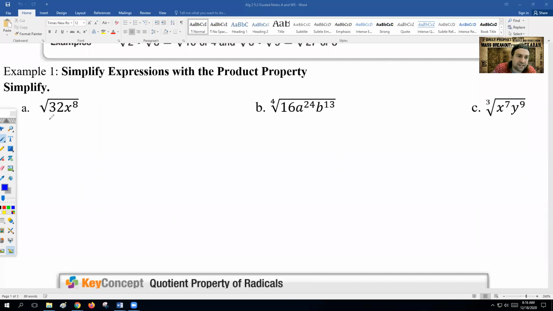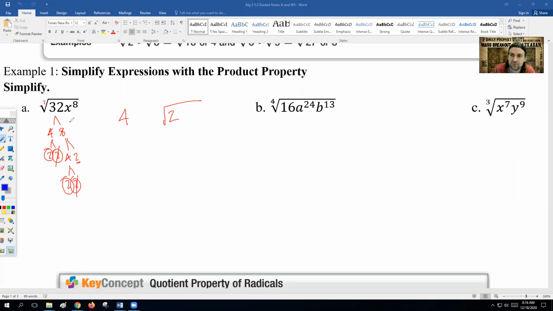So if we have the square root of 32x to the 8th, let's break 32 down to what, like 4 times 8, 2 and 2, that is 4 and 2, 2 and 2. So a square root has an index level of 2. We need to have at least pairs. So we have a pair of 2's and another pair of 2's. So 2 2's can go outside, so that'd be a 4. And inside the square root would be this 2 left over by itself.